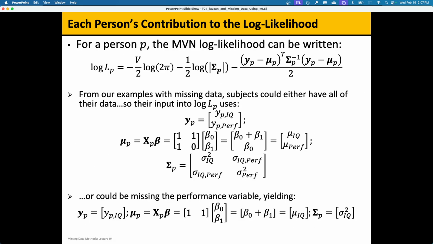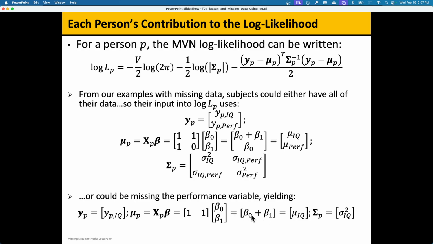So here's the derivation of it. If I took the log of the PDF, the log of the PDF is this for a single person. If that person observed both variables, this would be the input. They would have two variables in their data vector, two means, two variances and a covariance. But if we assume a person only observed IQ, this would get shrunken down.